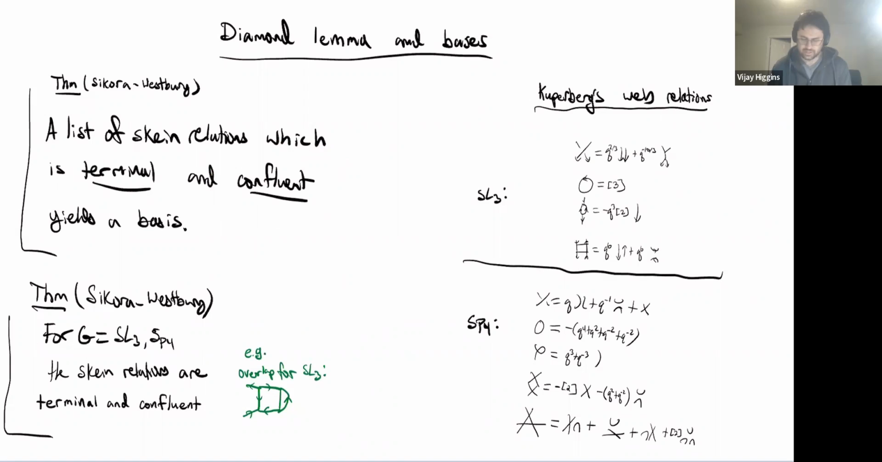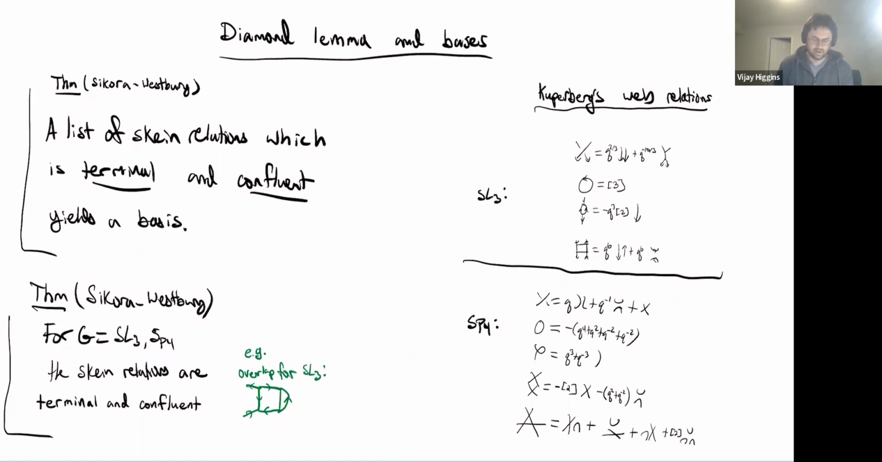And so here are explicit skein relations that Kuperberg described for SL3 and SP4. And so they're strictly simplifying. You can get rid of crossings, and then you can further simplify using these other relations. And same thing with SP4.